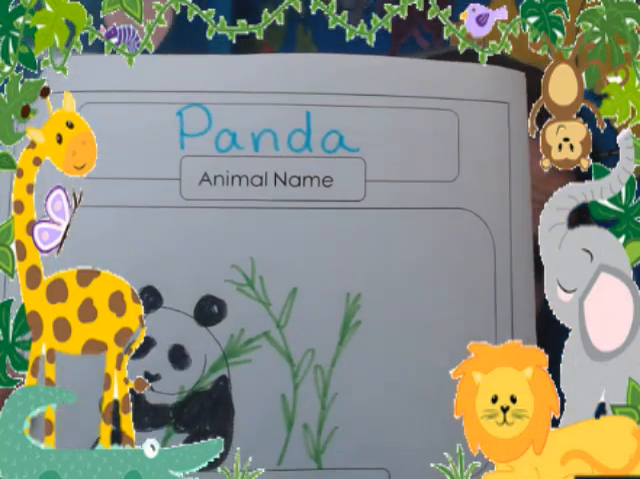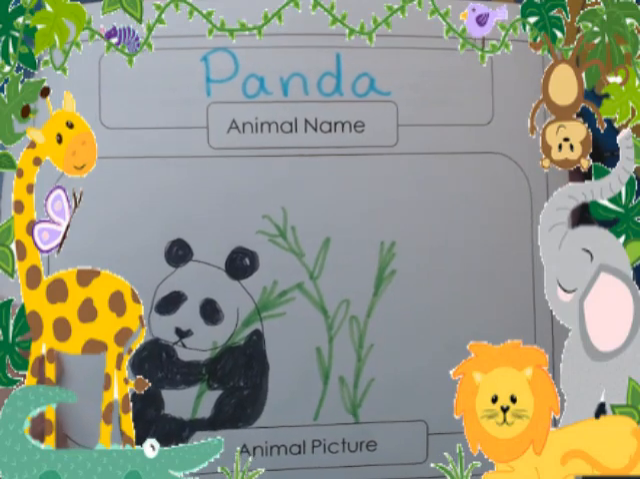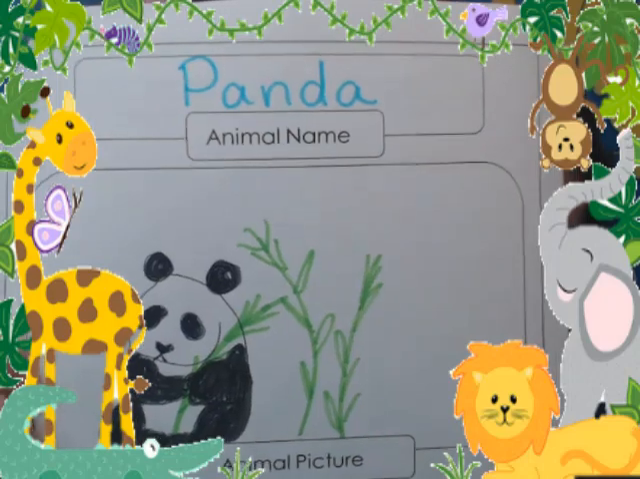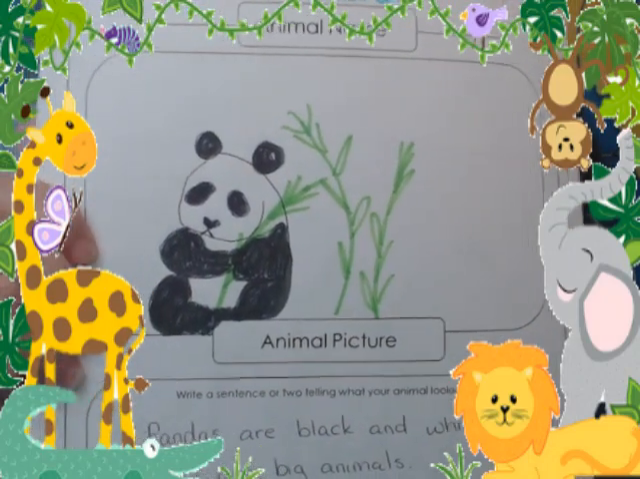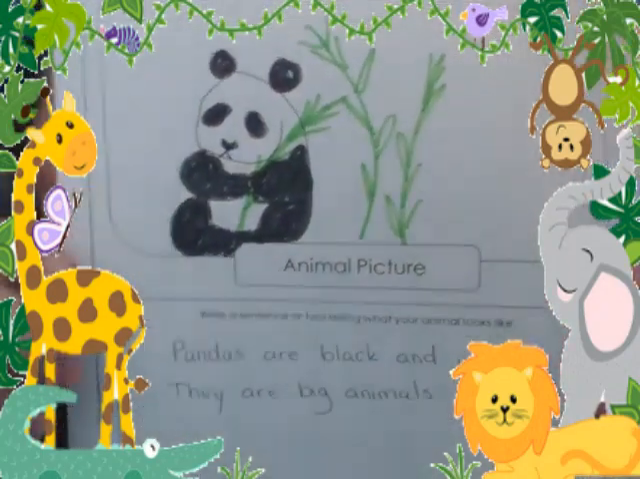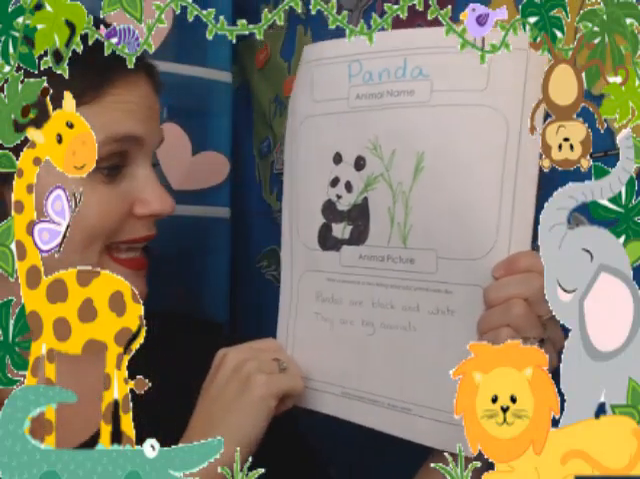How fun. Okay, so I chose an animal, and at the top on the next page, I wrote its name. It says animal name. I chose the panda or giant panda. So I wrote Panda. I made sure I looked up the spelling on a website or in a book, and I spelled the animal name correctly at the top. Underneath that, it says animal picture, and you can see I drew a little picture of a panda munching on some bamboo.